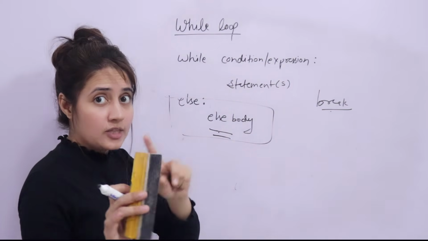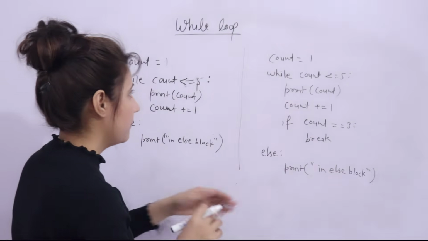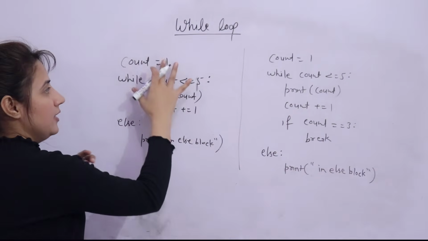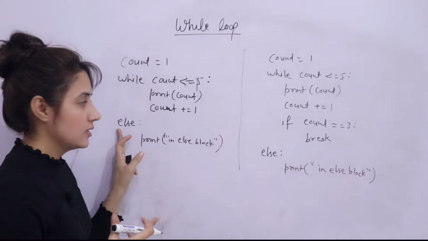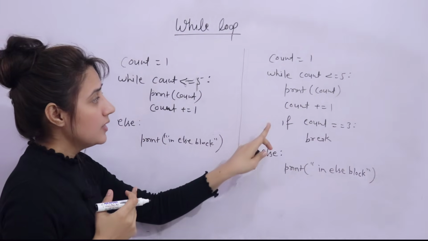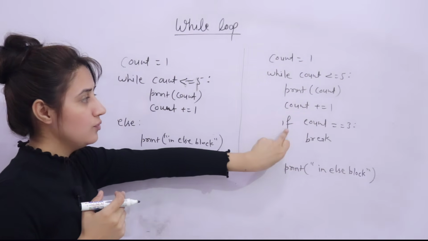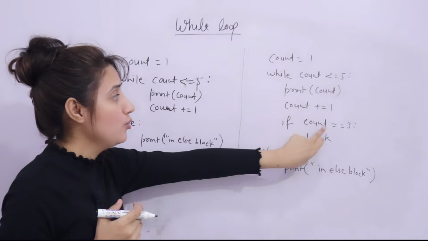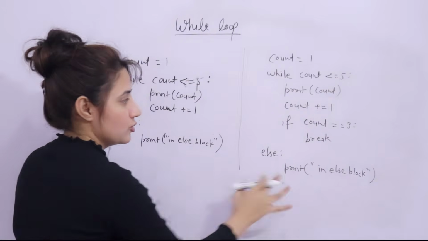I'll show you this with the help of an example. Let's see. Okay, let's take these two examples. Same, we are printing from 1 to 5. In this case we have used else also, while with else, in the else block. But in this case, same, we will be printing from 1 to 5, but within the while loop we have put one more condition. If count equal to 3, in that case break. Break means exit from this loop.